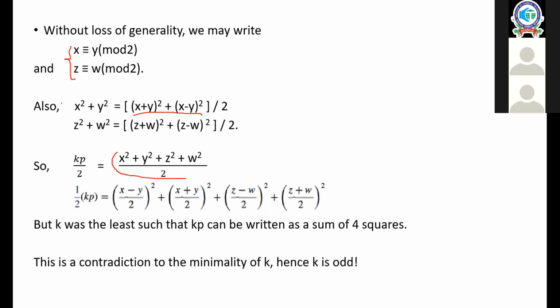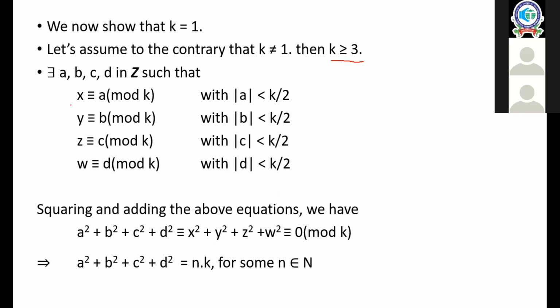Okay, kp is equal to this, right? So if we have x and k, we can find a such that x is congruent to a mod k, and similarly we can find b for y and k, and c and d. With this condition, I want this condition on the a that we find. So how can we find such an a?